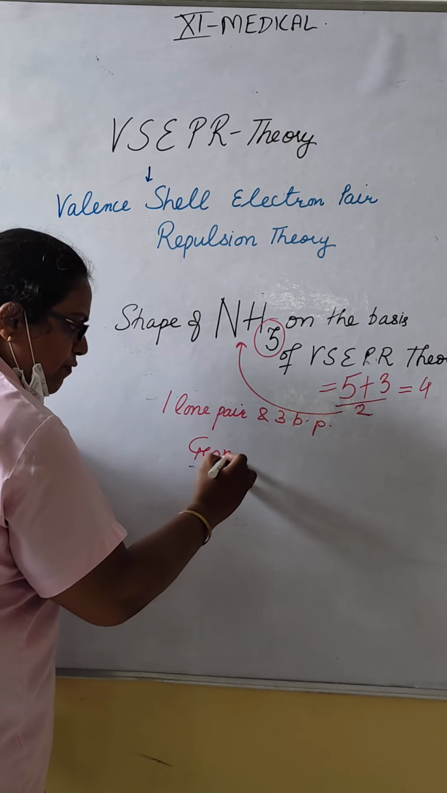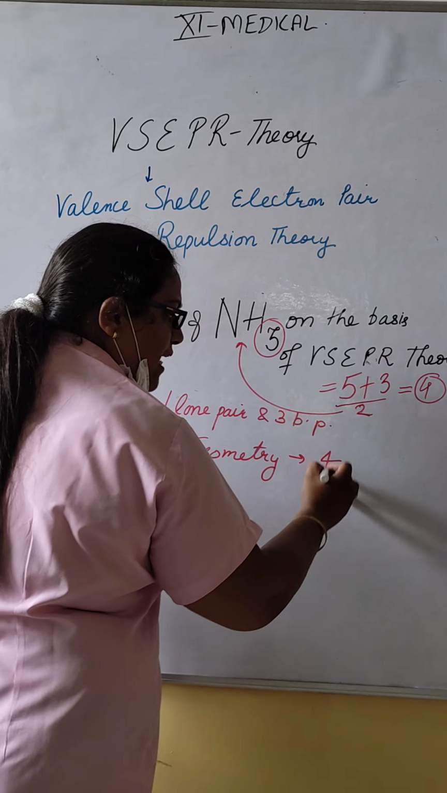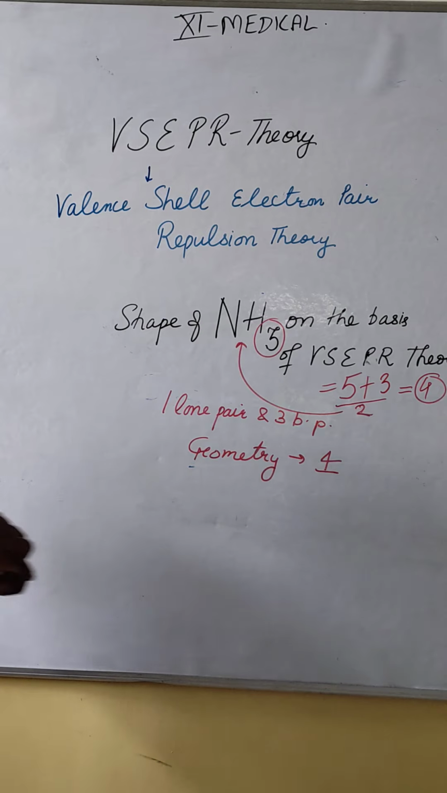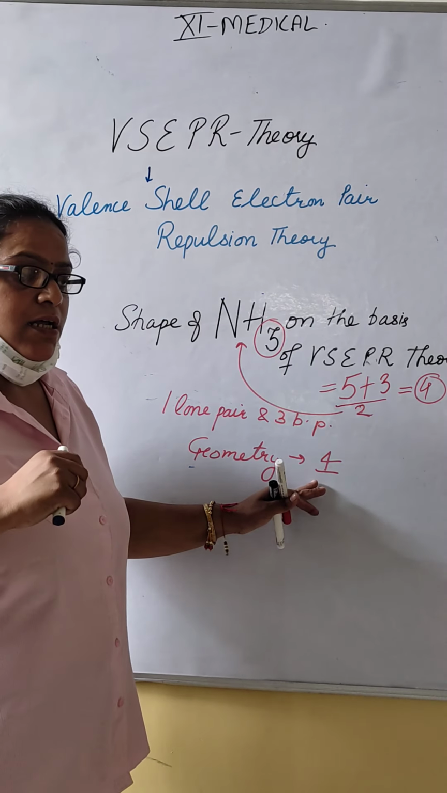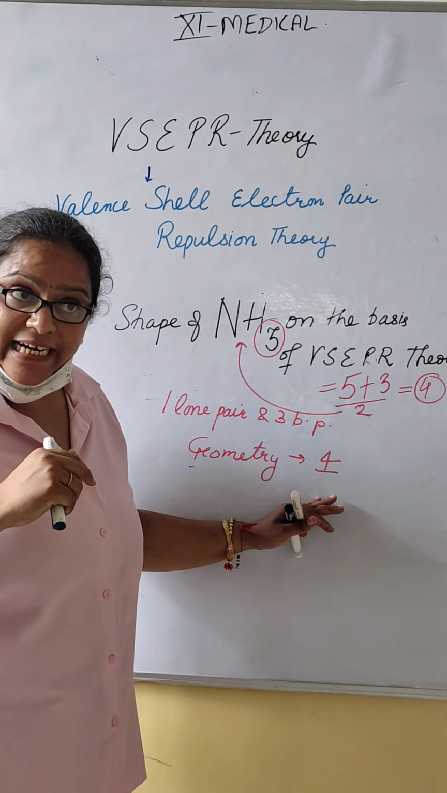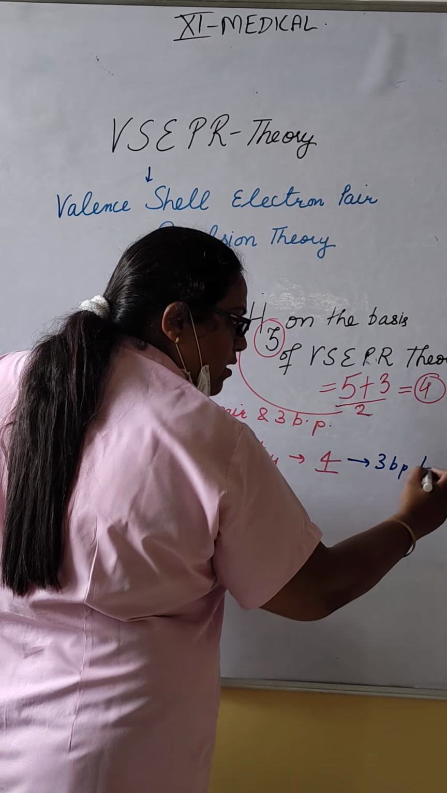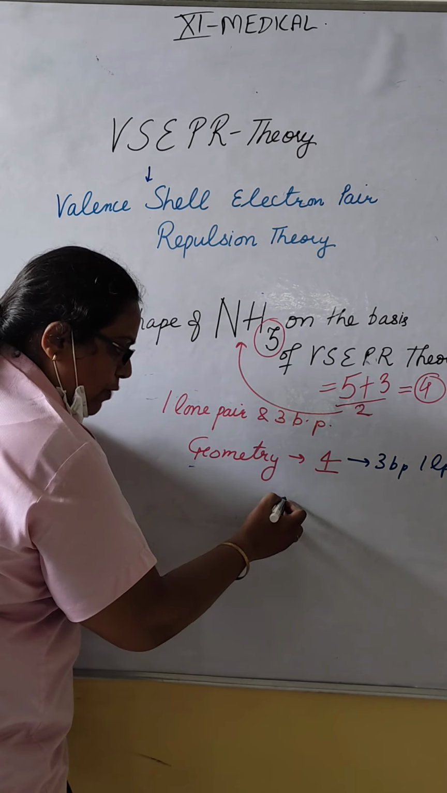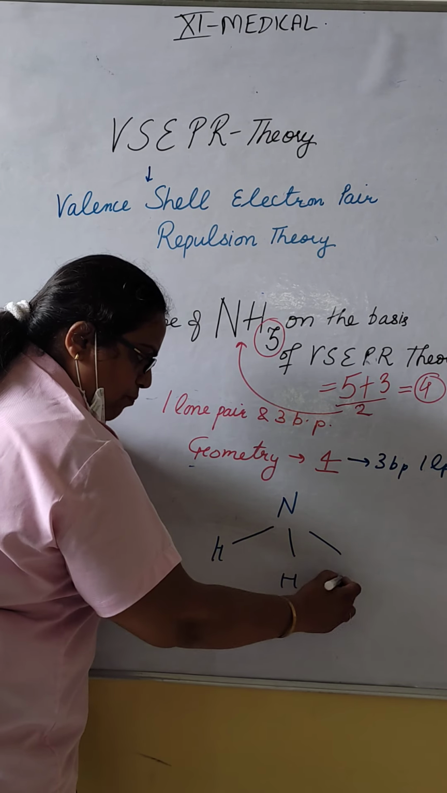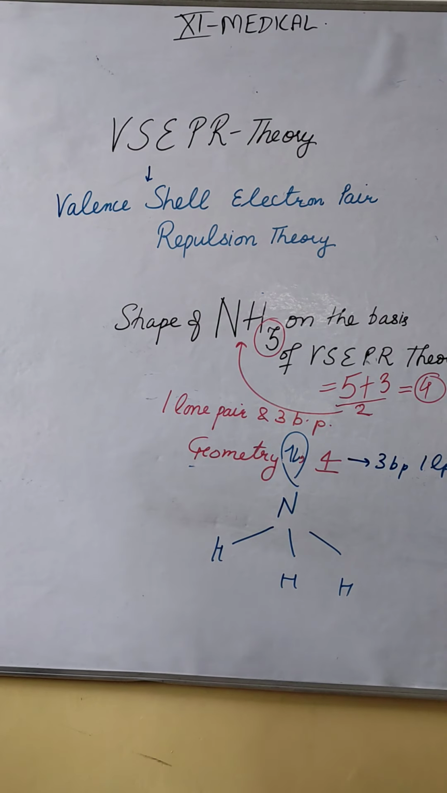Beta, if 4 electron pairs are present, then in AB4 type, what will be the geometry? Tetrahedron. But here out of 4, 3 are bond pairs and 1 is a lone pair, so 3 are surrounded by bond pairs, and 1 is a lone pair.